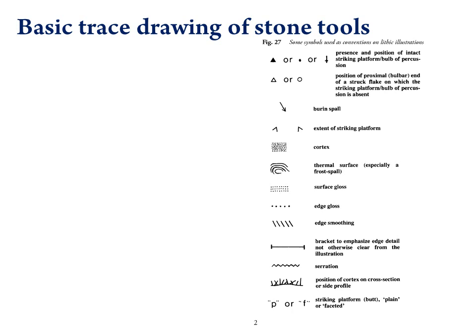So like this, for gloss edge, edge smoothing surface, bracket to emphasize edge details, serration marks, striking platform marks, for all these features, different shading symbols can be used for showing the stone tools as accurately as possible. For example, you are showing the dorsal side of the tool, the ventral side of the tool, and you can also show the profile or the lateral side of the stone tool in the case of like this.